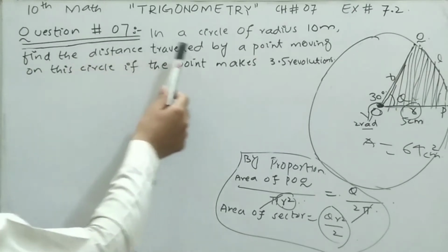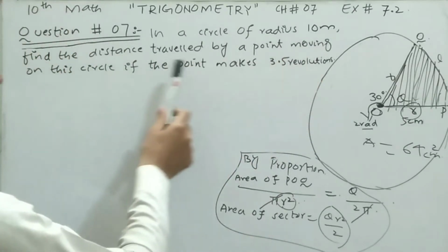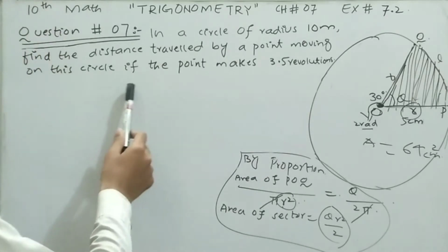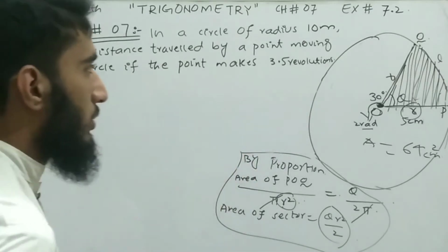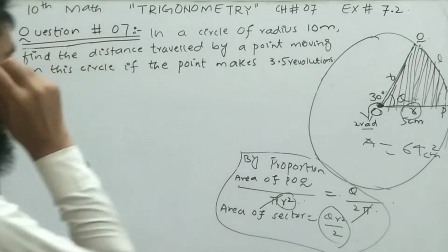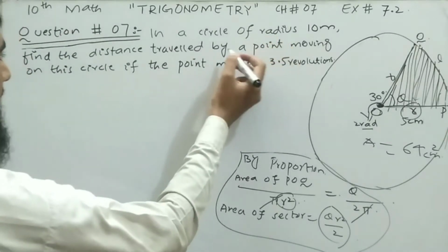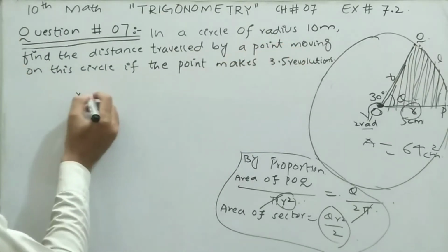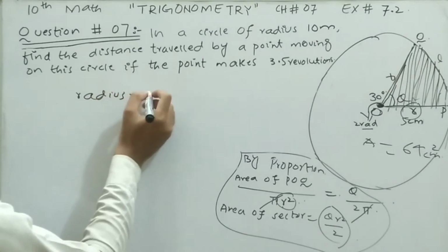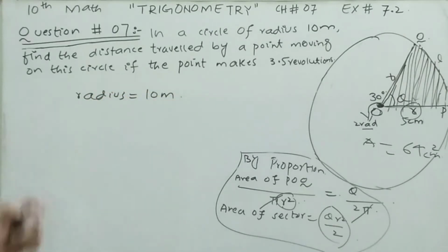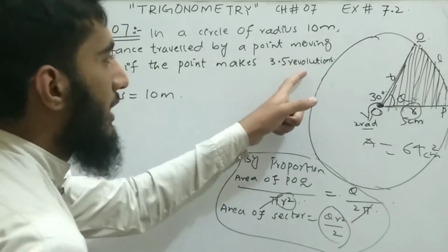Question number 7 tells that in a circle of radius 10 meter, find the distance traveled by the point moving on this circle if the point makes 3.5 revolution. There are two conditions given in the question. First of all, they tell that the radius of the circle is given, which is equal to 10 meter. After this, they tell that the point makes 3.5 revolution.